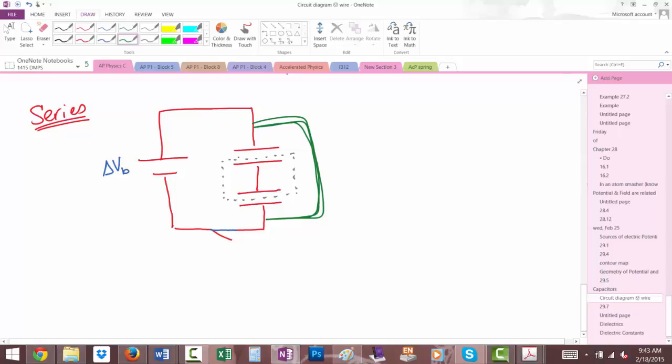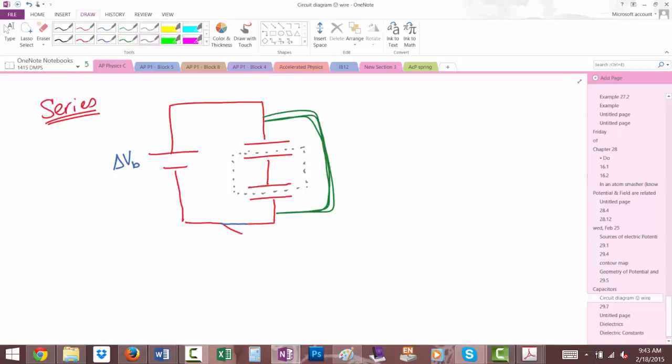Which means that if I look across each small piece, like here and here, let me label this stuff here real quick. I'm going to call this C1 and this one C2. And I'm going to call this delta V1 and I'm going to call this one delta V2. What do you know about delta V1 and delta V2?